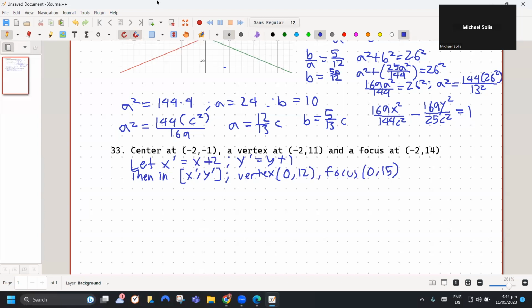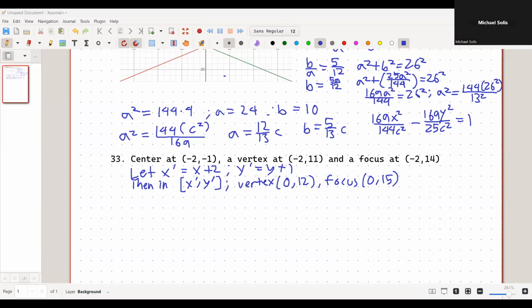Negative 214. So negative 2, so 0, 15. Ano pa? Vertex is at... Ha? Hindi, bagong meeting. Yes. Yeah. So that's r square.